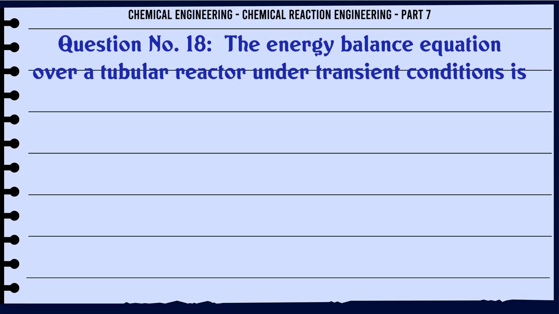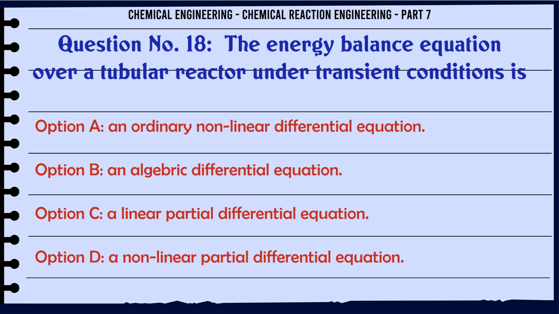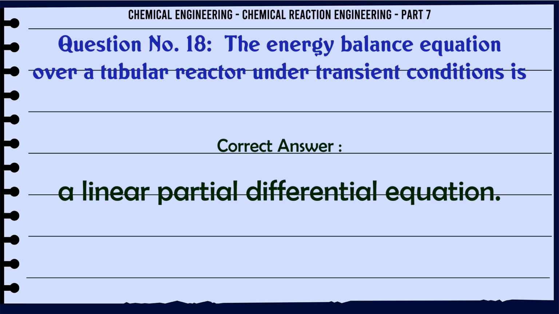The energy balance equation over a tubular reactor under transient conditions is: A, an ordinary nonlinear differential equation. B, an algebraic differential equation. C, a linear partial differential equation. D, a nonlinear partial differential equation. The correct answer is: a linear partial differential equation.